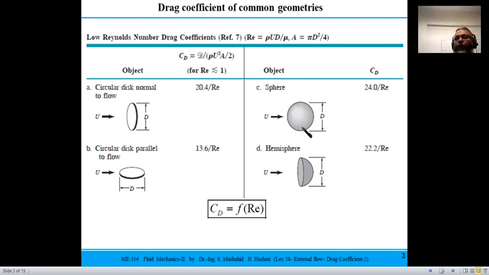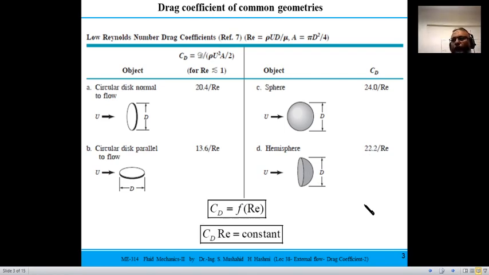If you see the sphere whose diameter is d, it is actually the same drag coefficient. It is very interesting because here the frontal area is based on the cross-sectional area, and if you cut the sphere, you will form a circle, so the frontal area would be that cross-sectional area. So it doesn't know the shape, it just knows the frontal area. And in the case of the hemisphere, this drag coefficient has decreased.